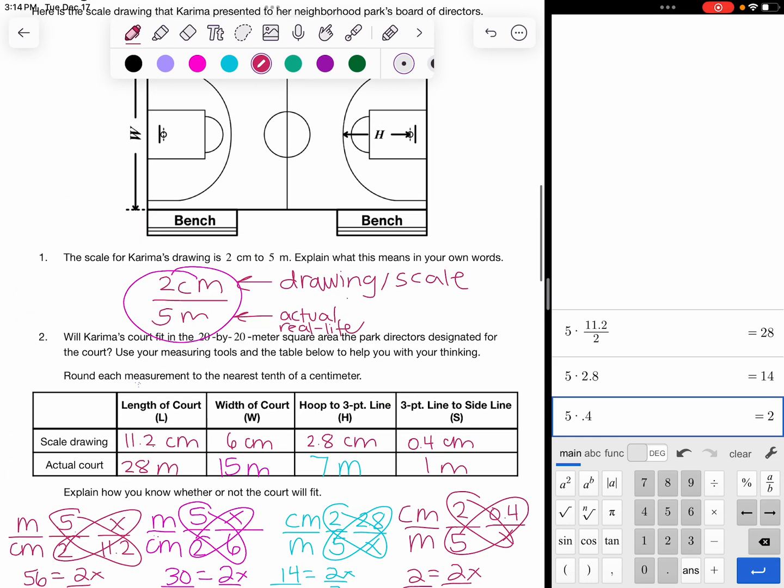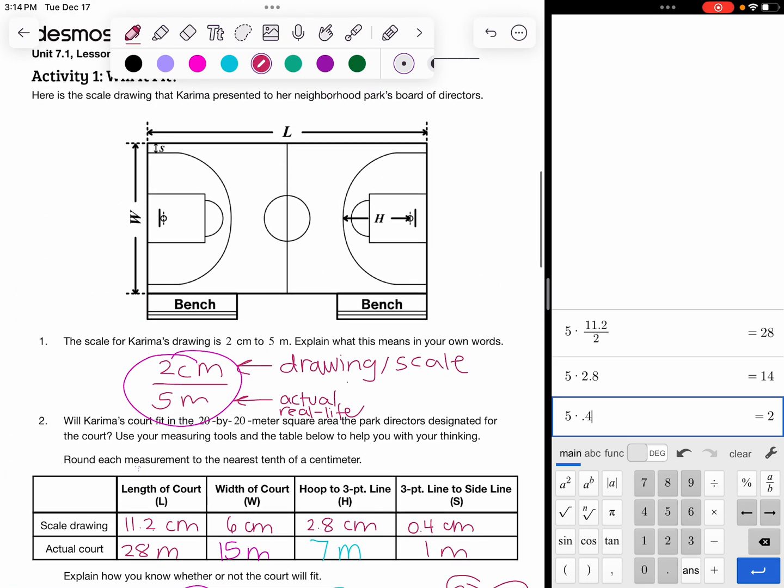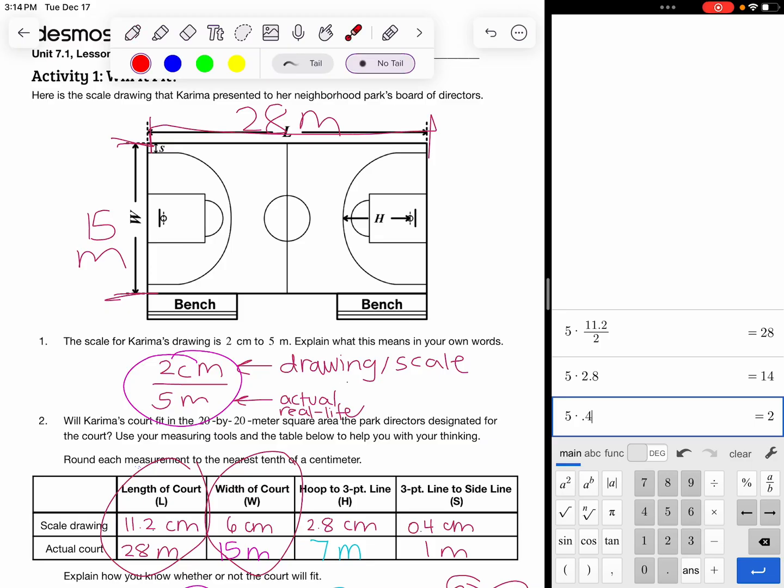If we take a look up again at our picture, our length we said was 28. So that means from here to here, that's 28 meters. And then if we look at our width, we said was 15 meters. So our whole court, or our whole park, is 20 by 20. Our width would definitely fit because that's below 20. But our length is much bigger than 20, so that one would not fit. So it does not fit.